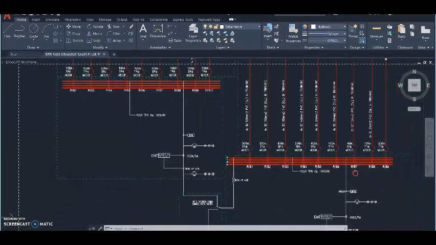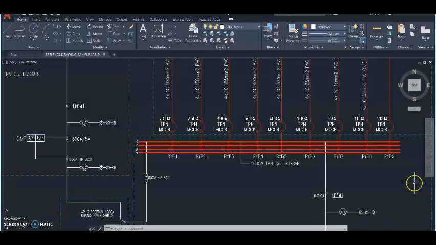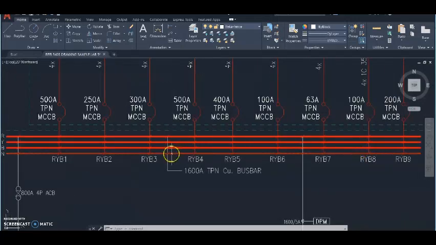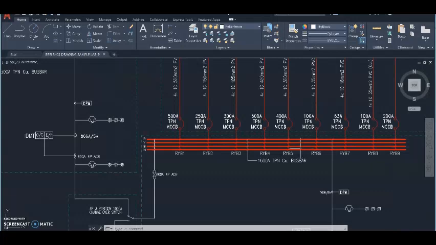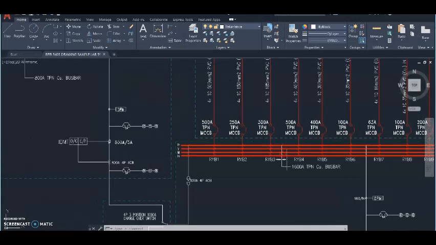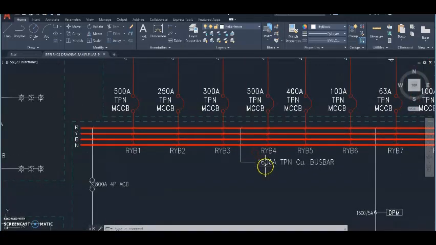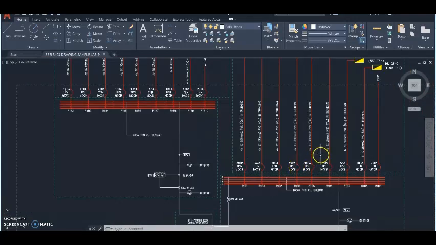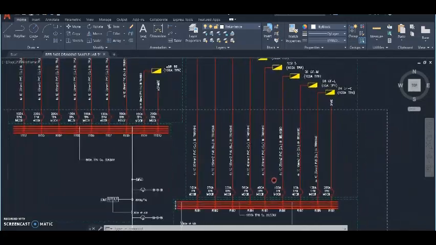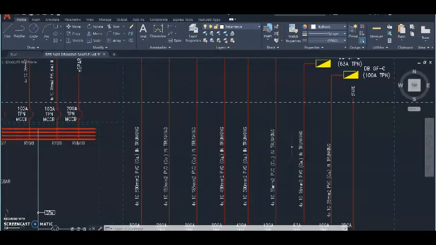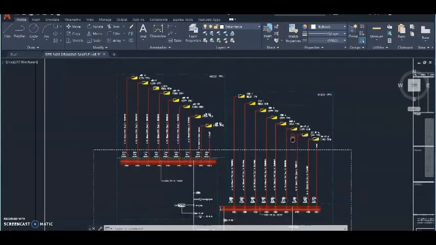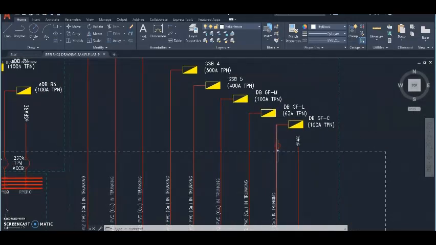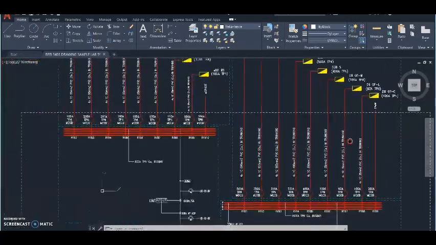Then we go to the bus bar. This is our bus bar. We have 4 bus bars, which are red, yellow, blue, and neutral. And this bus bar rated current is 1600 ampere. And lastly we also have the outgoing. We have 1 2 3 4 5 6 7 8 loads and 1 spare.